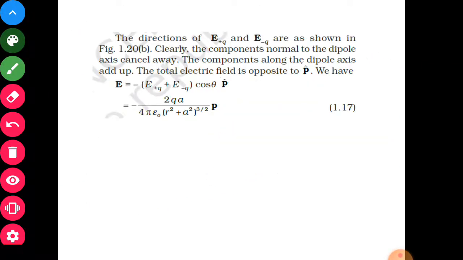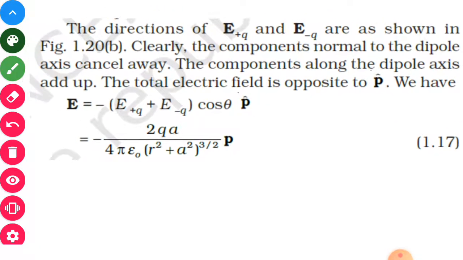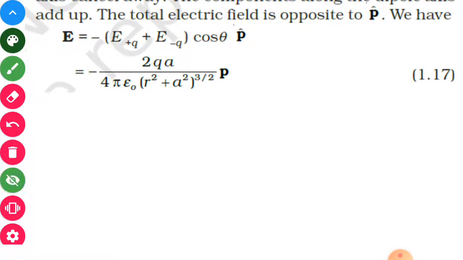Now see, we will go there. This is the simplification that we were doing. So here the magnitudes of both these electric fields are the same, so we write with a negative sign because this is your vector value, or rather vector representation.